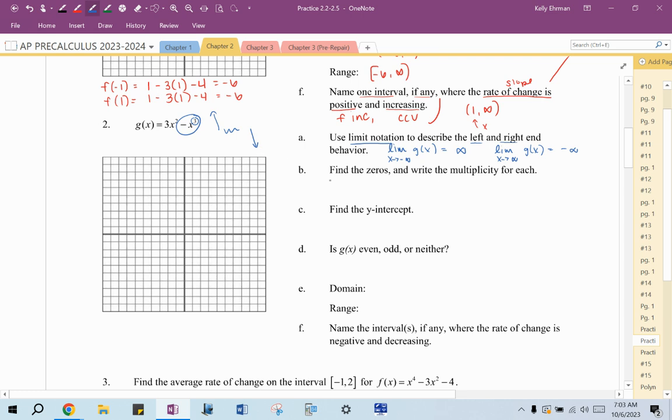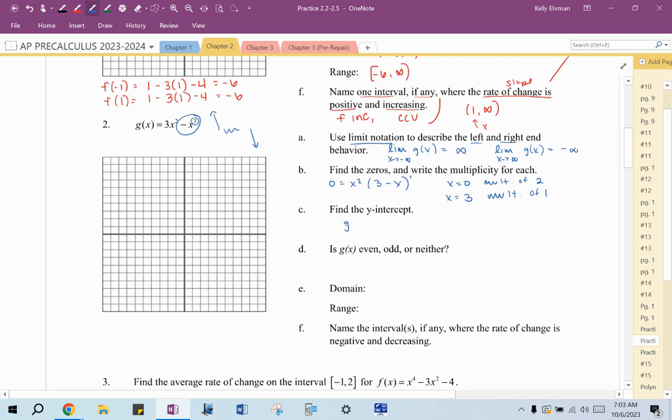Find the zeros and write the multiplicity for each. So set this equal to 0. We can factor out an x squared to get us 3 minus x. So the zeros are x equals 0 and x equals 3. 0 has a multiplicity of 2 because it came from a factor that was squared. And 3 has a multiplicity of 1 because its factor is to the first power. It only shows up once. Multiplicity is another way of saying, this is degree 3. There's supposed to be 3 zeros. 0 counts for 2 of the zeros, and 3 counts for another one.